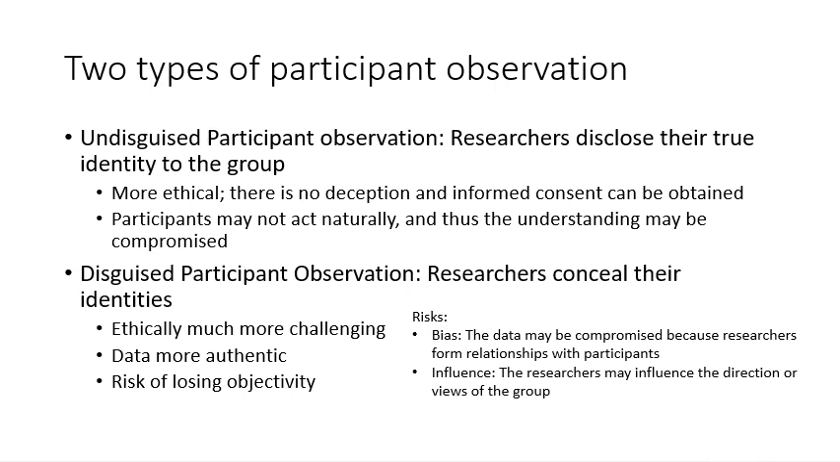Disguised participant observation, in which researchers conceal their identities, has more ethical problems, but the data are more authentic. And there is a risk that the researcher who's participating in the group might lose objectivity, like they might get caught in by the group themselves. And so that's the risk of bias. The data might be compromised because of these relationships formed with participants. And another thing to think about is the researchers might influence the group. Like if you're participating in the group, you're engaging with them, and your influence could be felt, and it could influence what things happen.